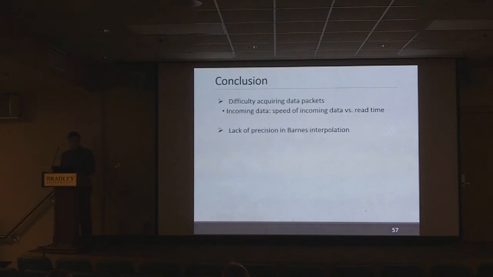Two of the main difficulties that we faced in this project were, first, difficulty acquiring the data packets: the speed at which the data was coming into our embedded device exceeded our ability to read that data, so there was missing data as we were reading. The second problem was the lack of precision in the Barnes interpolation that Dan discussed. We don't necessarily have a reason for that, but it was one of the major problems we faced.